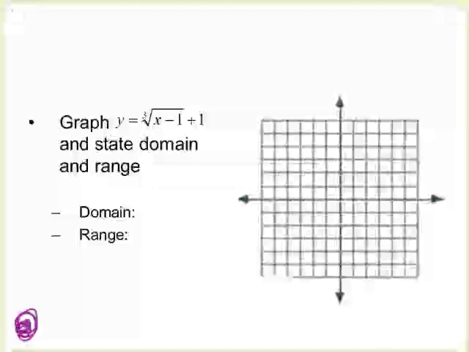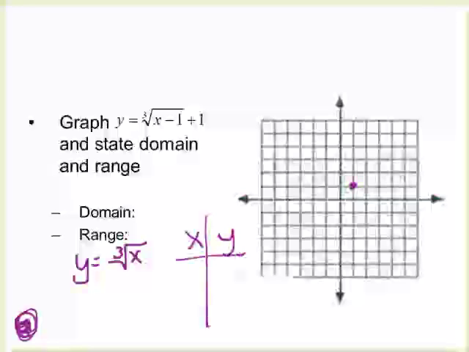So we begin by shifting to the right one and up 1 to get the middle of our graph. Then we make a chart for y is equal to the cube root of x. When there's no multiplier in front, it's like the multiplier is just 1. And we use the same 4 numbers we used in the previous ones, our perfect cube root numbers. Gives negative 2, negative 1, 1, and 2.